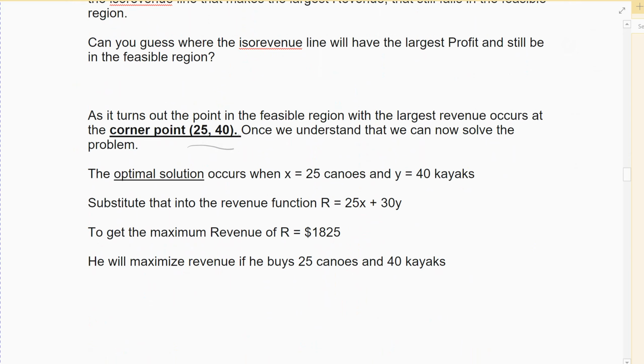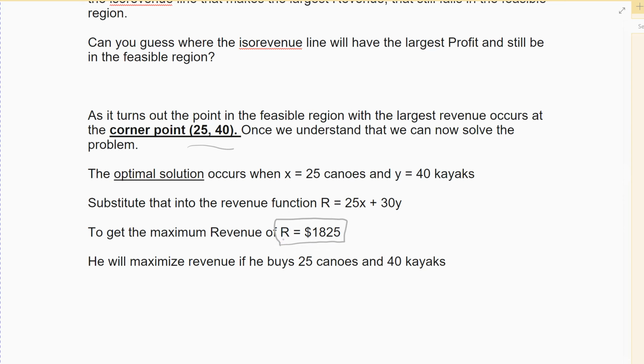And so the answer to this is the corner point, and the corner point's part of the feasible region, gives us our optimum value. So the optimum value is, if we have 25 canoes and 40 kayaks, when we generate revenue, it'll give us the most revenue possible, which is 1825, which is really close to the 1800. And that's it.